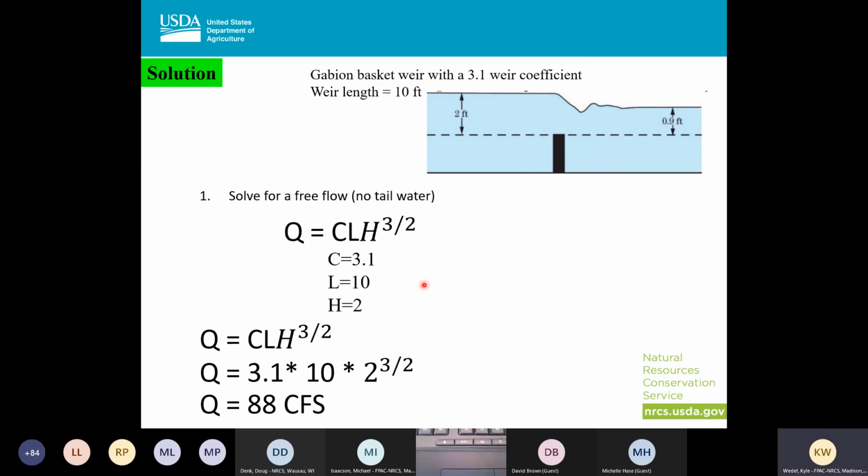So I'm going to solve for free flow, and I was given my weir coefficient of 3.1. I have a length of 10 feet, and my head is 2 feet, as shown in the picture. I plug those into my equation, and I come up with 88 CFS.